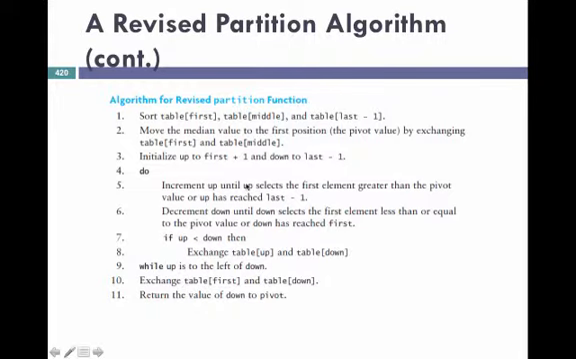Okay, so here's another revision. We first sort table sub first, middle, and table sub last minus 1, and we move the median value to the first position by exchanging table first and table middle. And we'll initialize up to first plus 1 and down to last minus 1. And here's the loop where we're incrementing up and decrementing down and continuing to exchange them until up and down pass each other. And finally we'll exchange table sub first and table sub down and return the value of down as the pivot.